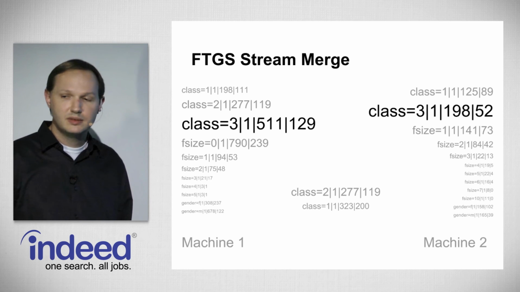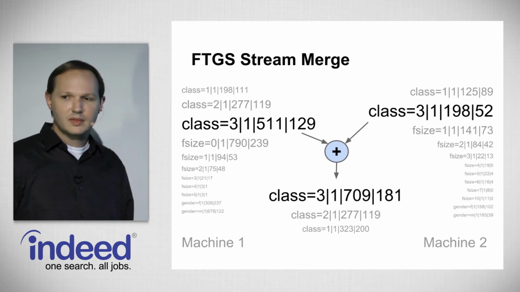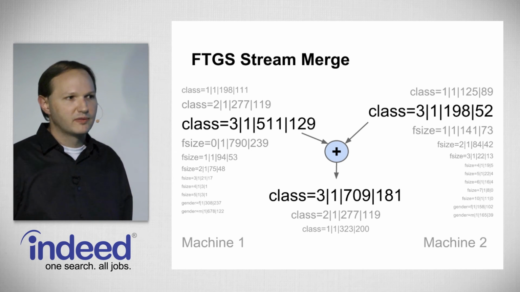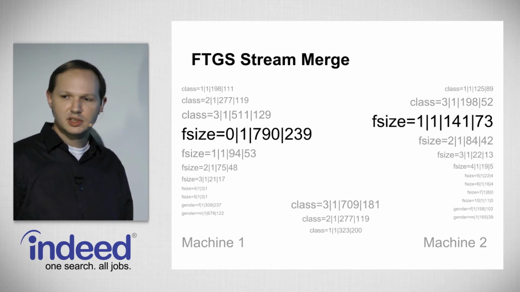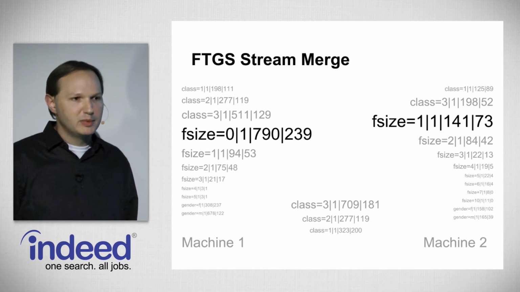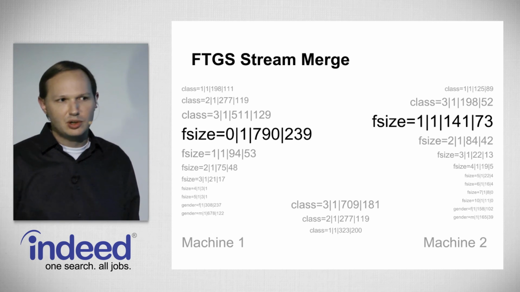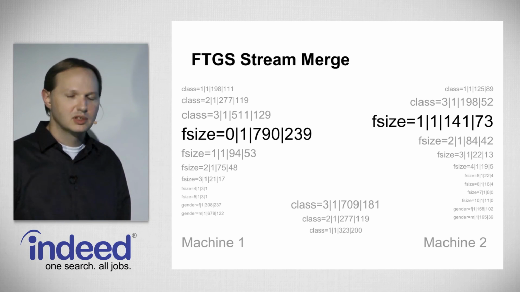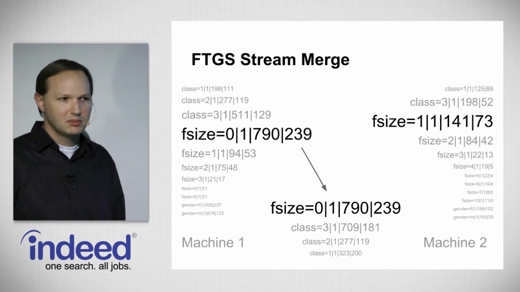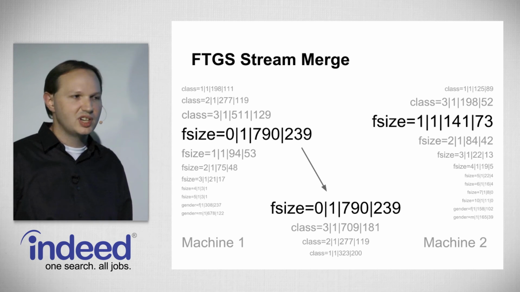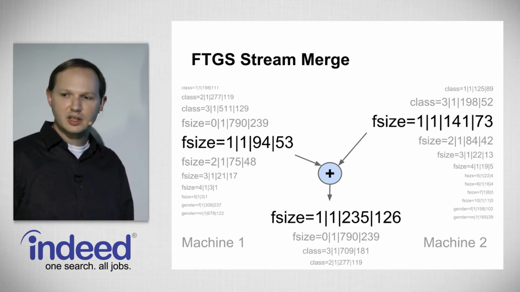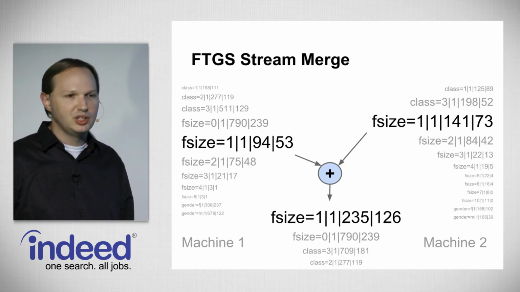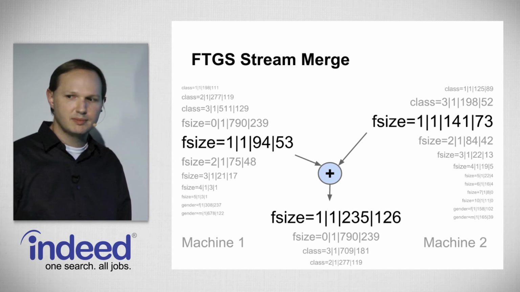Now they're aligned again. So we just merge them together, just add them up. We've got the global value for 3rd class in group 1. Now we have another alignment problem. This time it's family size 0 from machine 1, family size 1 from machine 2. Since they're in sorted order, we know that family size 0 doesn't exist on machine 2. So we just take the data from machine 1. And you repeat this process, and ultimately you rebuild that original global FTGS stream.